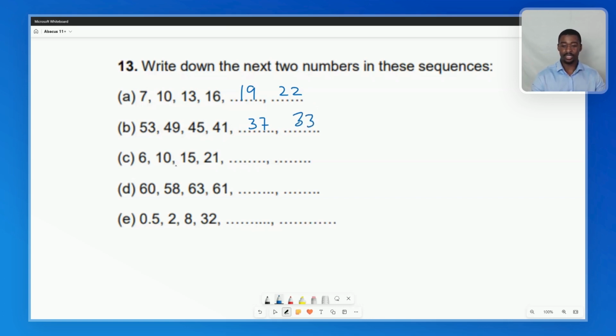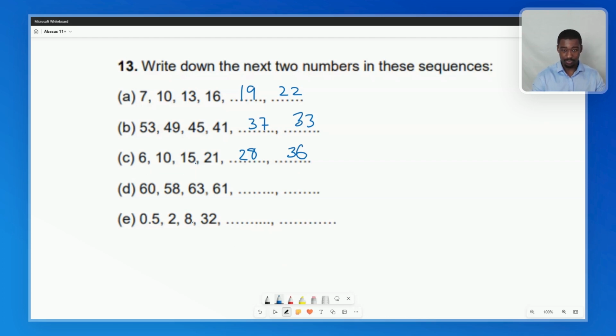Now we have 6, 10, 15, 21. Well, let's look at the difference. Plus 4, plus 5, plus 6. Okay, we can see what's going on here. It's going to be plus 7 and then plus 8 to continue that pattern. So plus 7 is going to be 28, plus 8 is going to be 36. Awesome. Next one, we have 60, 58, 63, 61.